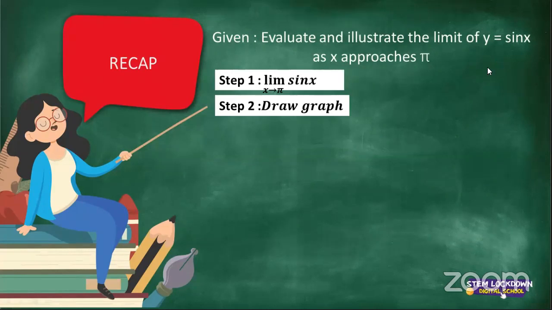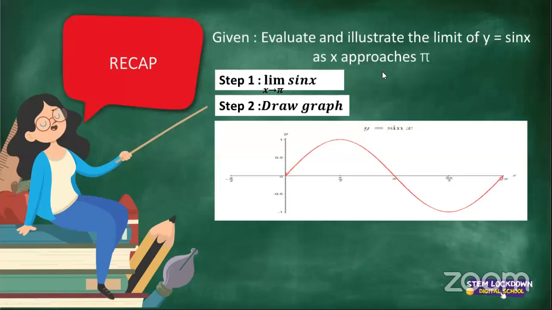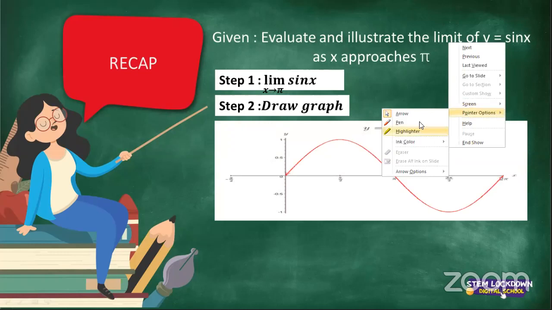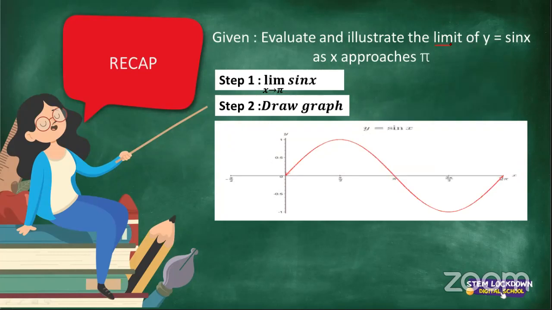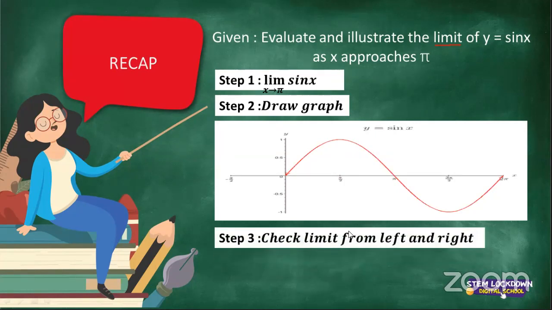Because we know what the graph of sine looks like, we're just quickly going to draw that, and then it will be something like this. But we are asked to find the limit. Remember, we need to find the limit. So what we need to do is check what happens when I approach my value of y from the left and from the right at the point pi. So I would check the limit from the left and right.